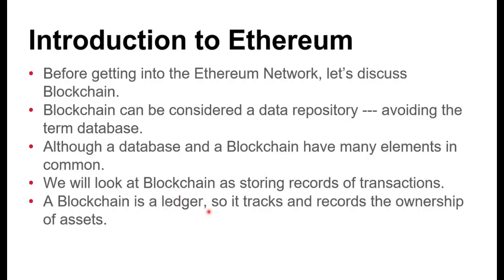So it tracks ownership of assets and it tracks changes of ownership in those assets. So records are only added to a blockchain, just like with a ledger. So any removals or changes in the ownership status or fractions of it are entered as a negative change in ownership, and then there's also positive changes in ownership. Balances can always be calculated.